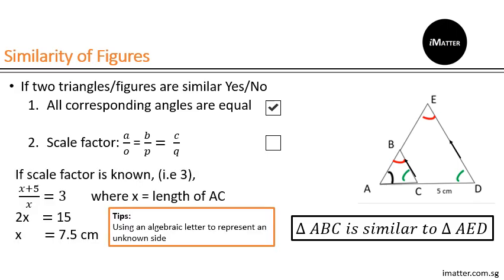In the case when the skew factor is known, example 3, if we would like to find the length of AC, we will need to use an algebraic letter to find out the unknown side. Many students do not understand how to use algebra, so this is a tip on when to use algebra in this situation. So make sure to do your operation correctly and you get x equal to 7.5 centimeters.